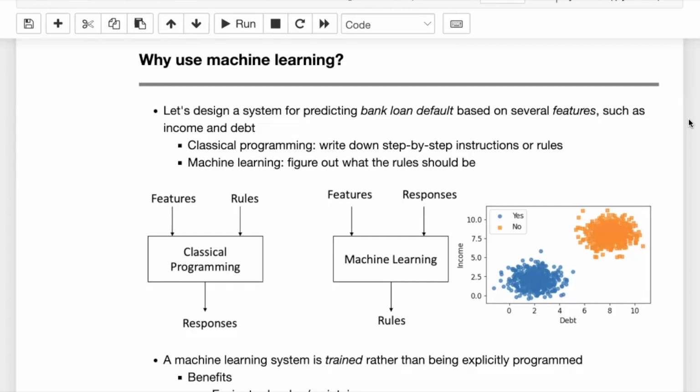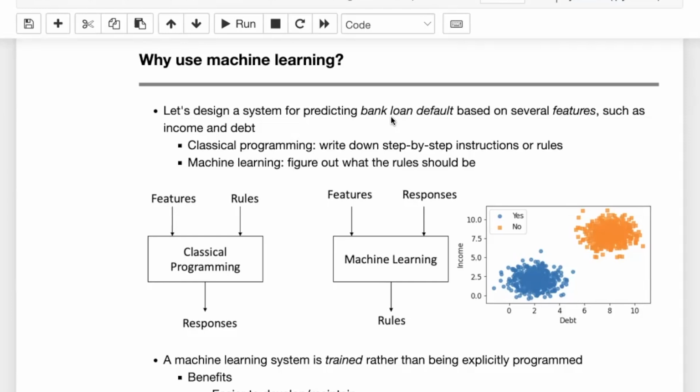So the first question we want to answer is, why should we use machine learning? Let's say that you want to design a system for predicting bank loan default based on several features, such as income and debt for different applicants, and you want to figure out the risk in terms of bank loan default to better make decisions for your financial company. So there are two main ways to solve this.